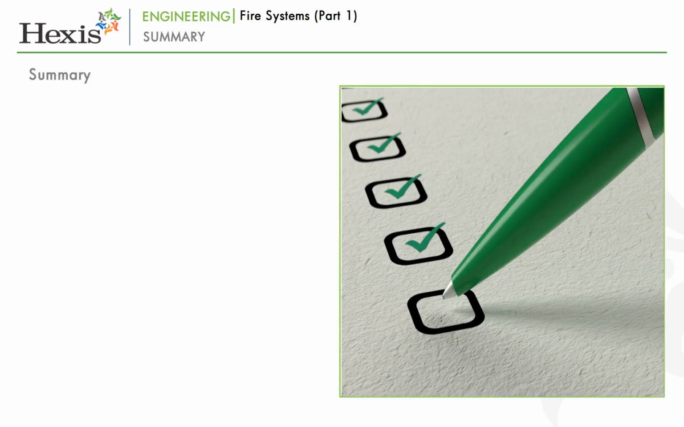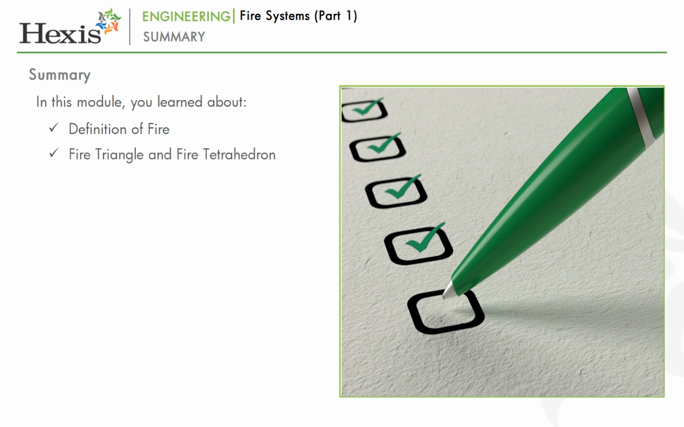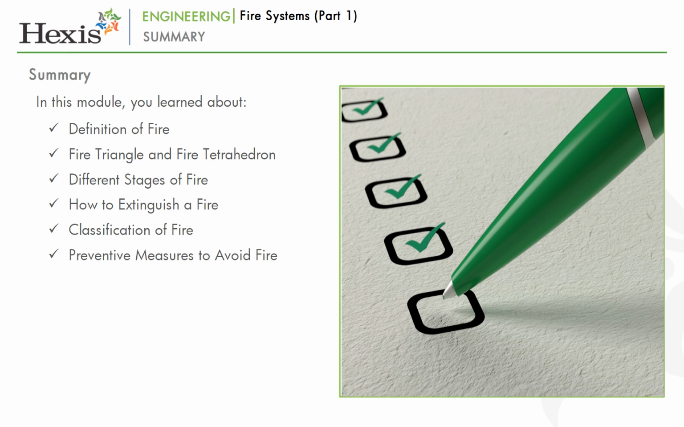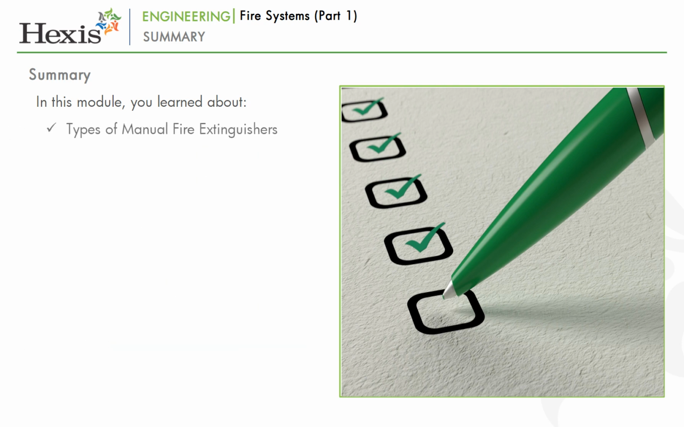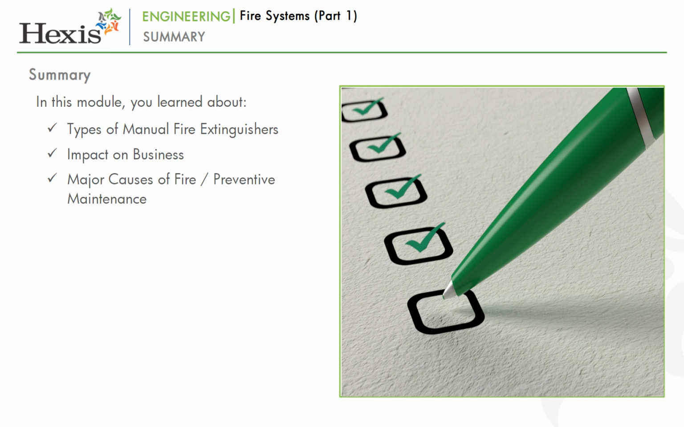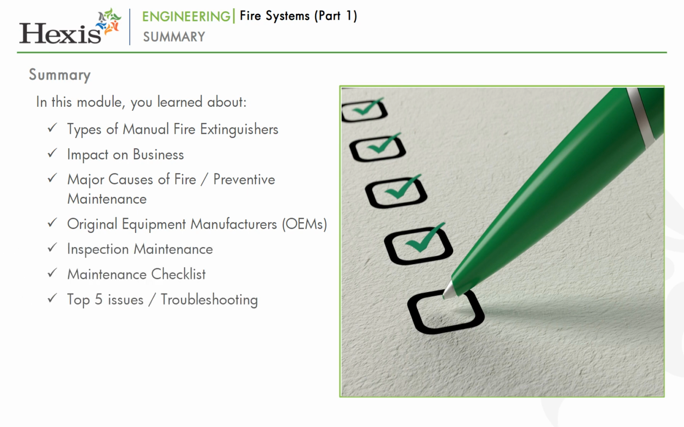That brings us to the end of part 1 of this module on fire systems. In this e-module, you learned the following: definition of fire, fire triangle and fire tetrahedron, different stages of fire, how to extinguish a fire, classification of fire, preventive measures to avoid fire, definition of fire extinguisher, how does a portable fire extinguisher work, parts of a fire extinguisher, types of manual fire extinguishers, impact on business, major causes of fire or preventive maintenance, original equipment manufacturers OEMs, inspection, maintenance checklist, top 5 issues or troubleshooting.